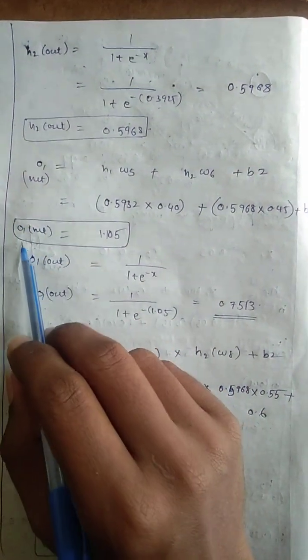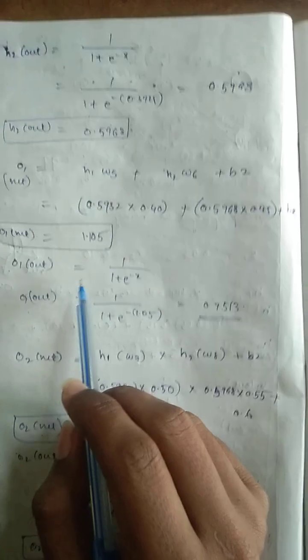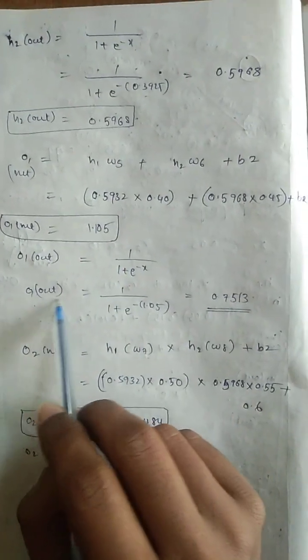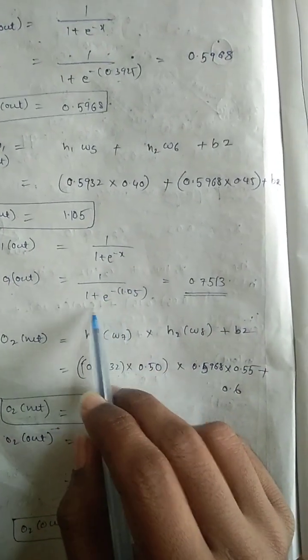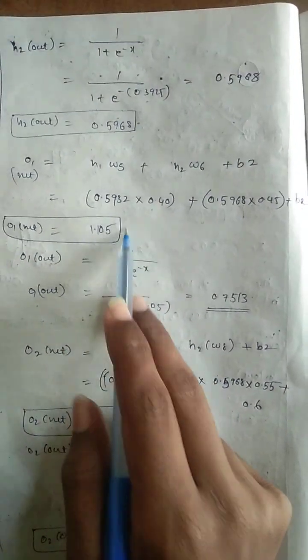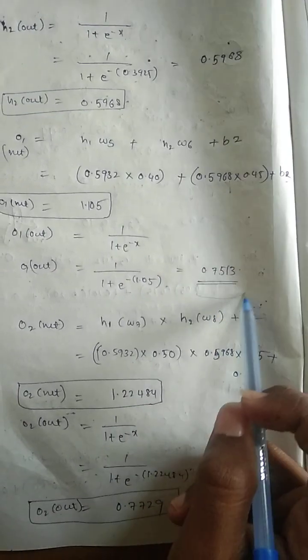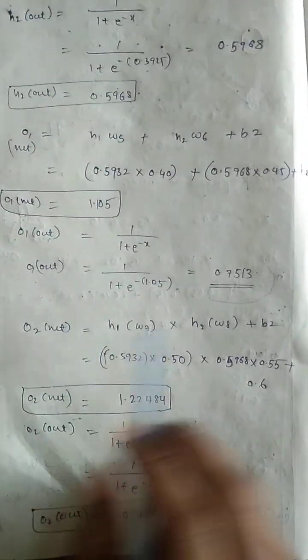Then we solve it, we get the out one net value, and we can apply the activation function, then we get the out of out one. Okay, now apply the activation function, 1 by 1 plus e power minus x. In the place of minus x we replace it with the net value. This net value is replaced here, and we get 0.7513 as the out of out one value.